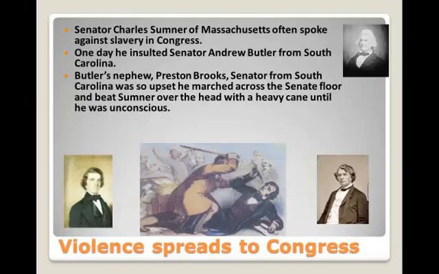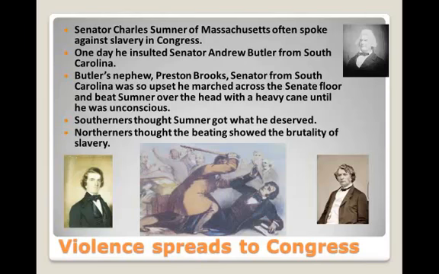That shows you just how heated their feelings were over the issue of slavery. All the Southerners in the Senate thought Sumner had gotten what he deserved for making the comment that he did. The Northerners thought that this beating showed the brutality of slavery. If a Southern senator would beat another senator unconscious on the Senate floor, what must they be doing to those poor slaves that have no choice but to do what they're told or to put up with the beatings?